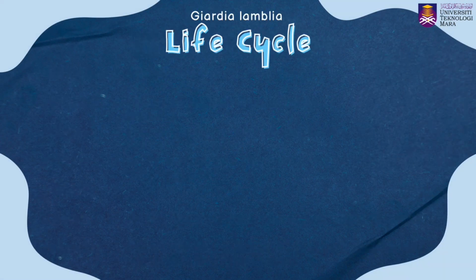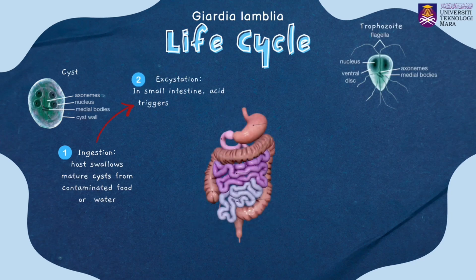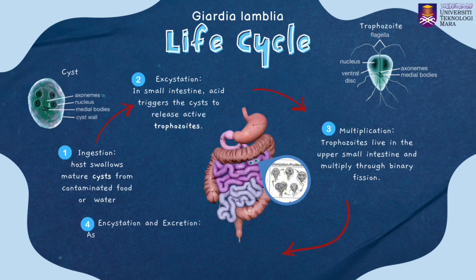The life cycle of Giardia lamblia. First, ingestion. Host swallows mature cysts from contaminated food or water. Next, excystation. In the small intestine, acid triggers the cyst to release active trophozoites. Third, multiplication. Trophozoites live in the upper small intestine and multiply through binary fission. Lastly, encystation and excretion. As they move toward the colon, trophozoites transform back into cysts and are excreted in the stool.